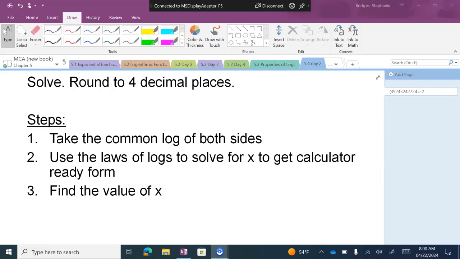So on your test, you'll actually have 2 answers here. You'll have the calculator ready form, which gives you the majority of the credit, and then you'll have the decimal that will give you the rest of the credit. That way, in case you enter something in the calculator wrong, you get the credit for being able to solve the problem. Does that make sense?